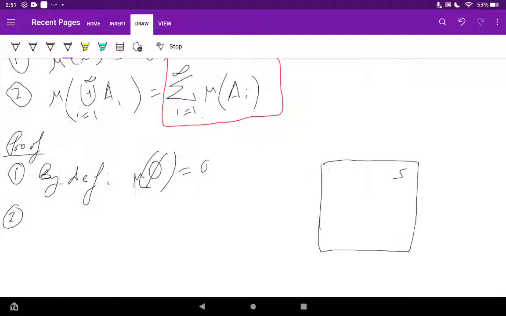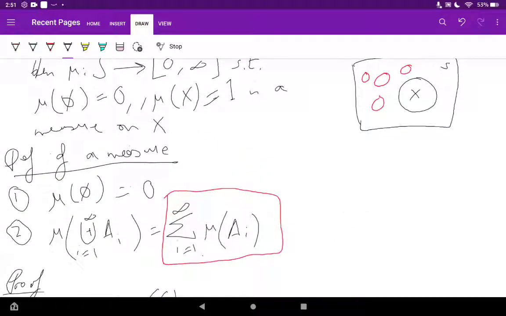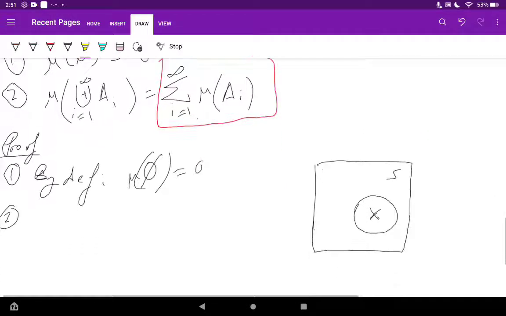So this is S again, this is, let's say, X. So how do you prove that this is countably additive? This is actually very simple. Look, here we already have this condition. This is a very important, very critical condition. I just shaded this condition here. This says that when we take a measure on X, we will get 1. So when this goes into this measure, it outputs 1.